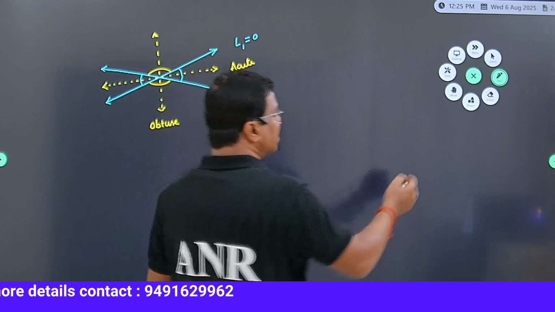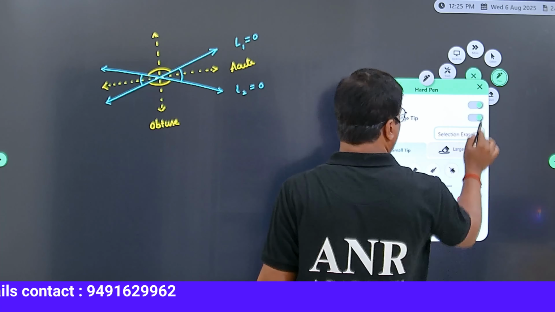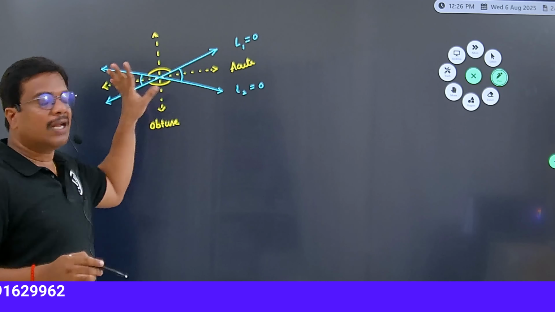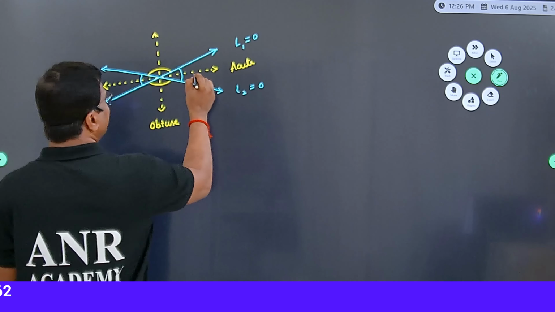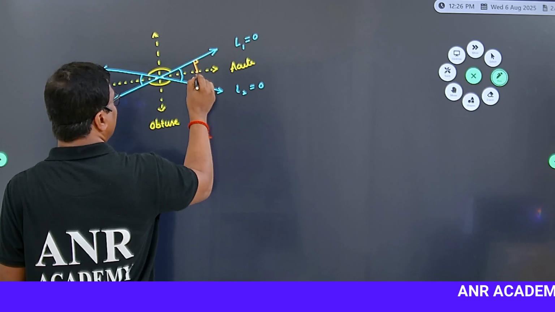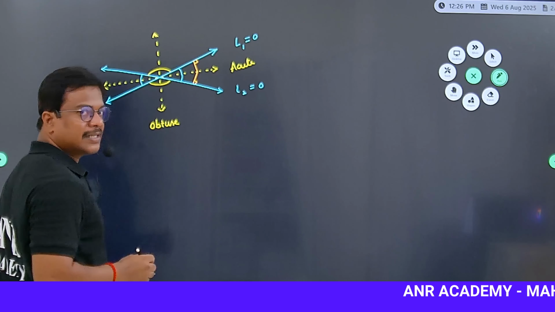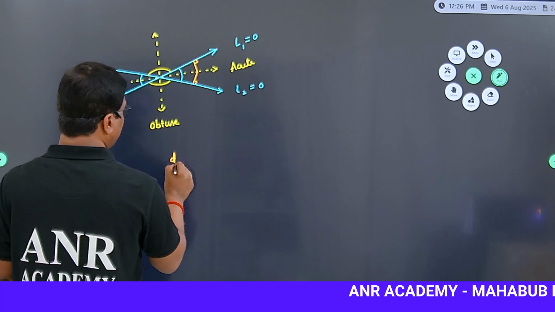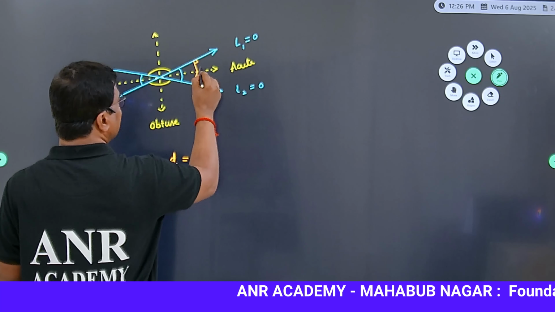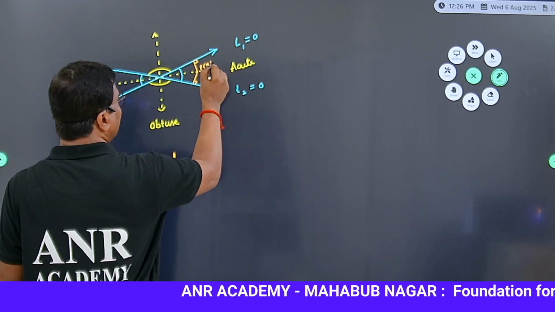And observe in this figure, the collection of points which are on angular bisectors are equidistant from the two intersecting lines. Therefore I can write D1 equal to D2, if P(x, y) is any locus point.